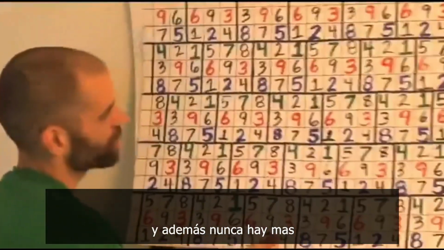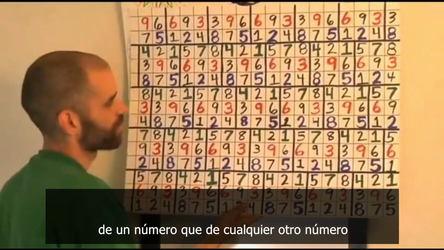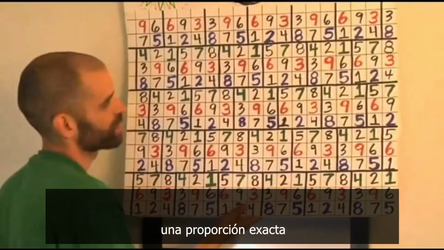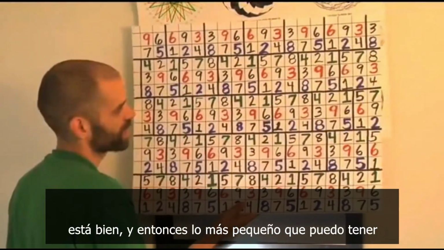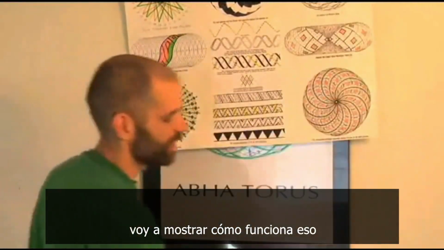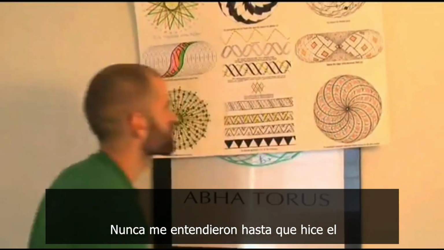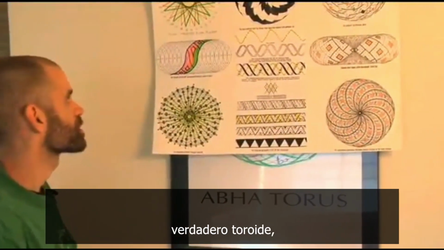And also, there's never any more of any number than any other number. They're always in exact proportion. All right? And so the smallest I can have to make a toroid is a 9 by 9, and I'm going to show how that works. That was never understood until I did the work on it to actually show how to map a true torus.